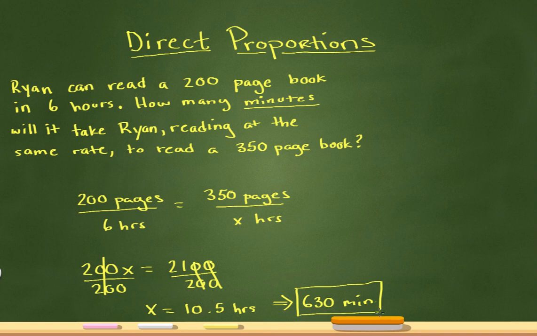So just to recap, to set up a direct proportion, you want to do x1 over y1. That's the rate that they give you in the problem, and you want to set that equal to x2 over y2. And this rate has to be the same as the left rate, so you're solving for the variable you don't know, like for example here, hours.